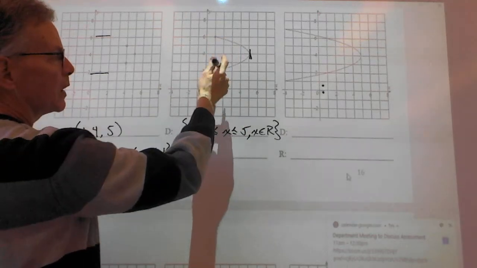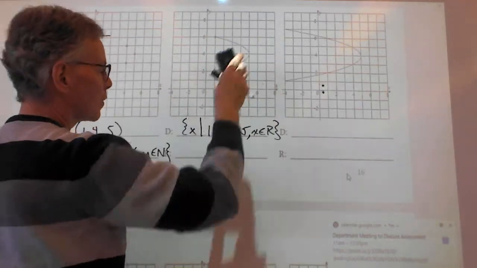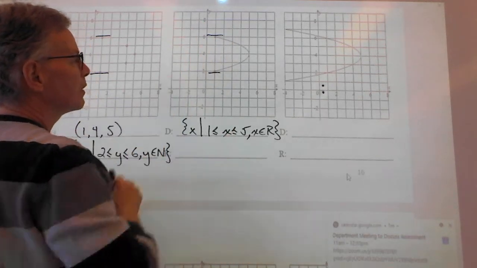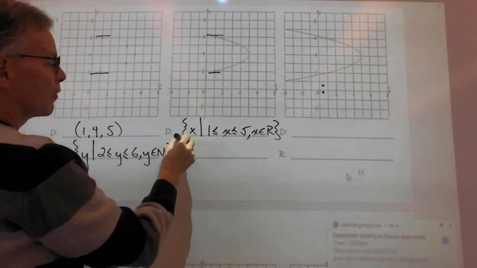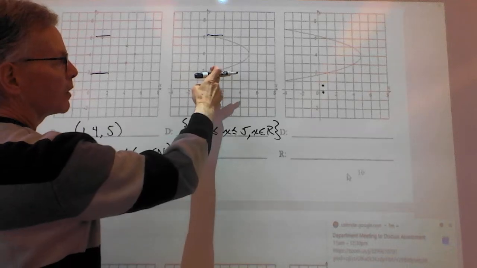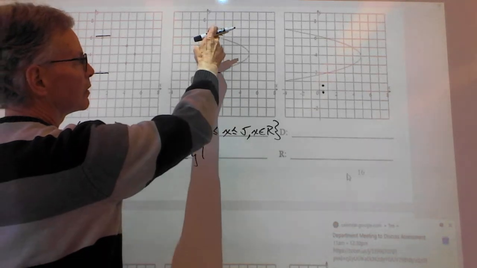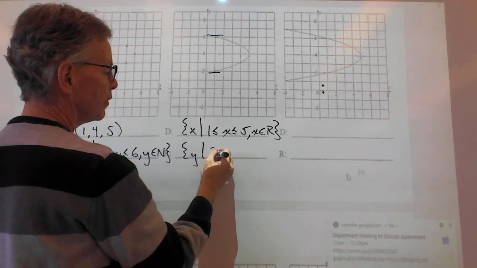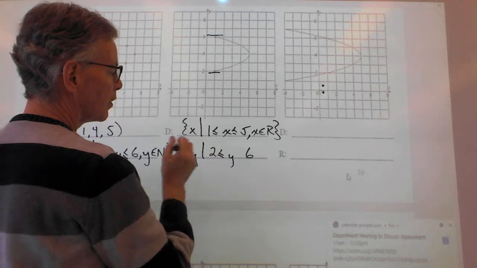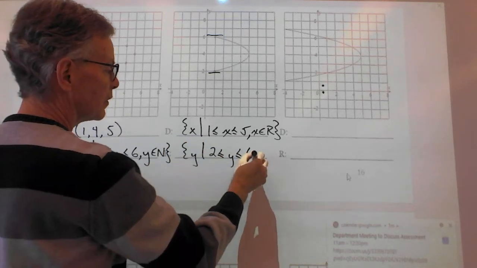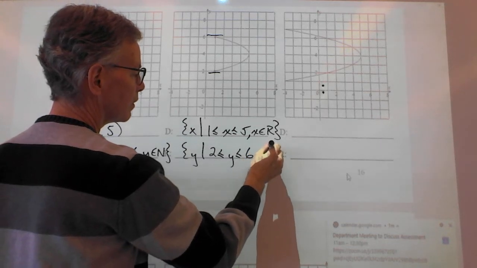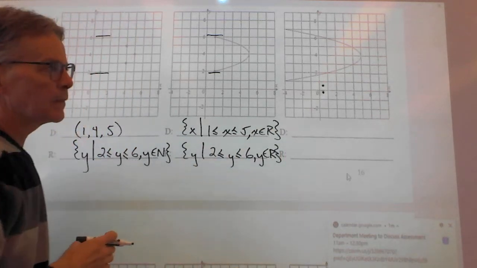I'll just do the range quickly. Remember, for the range, we're looking for the highest number and the lowest number. For our range, it's the set of all y values such that y goes from 2 at the lowest to 6 at the highest. So 2 to 6, y is in between those two values, greater than or equal to 2, less than or equal to 6. And again, just as with the domain, y is an element of the reals.